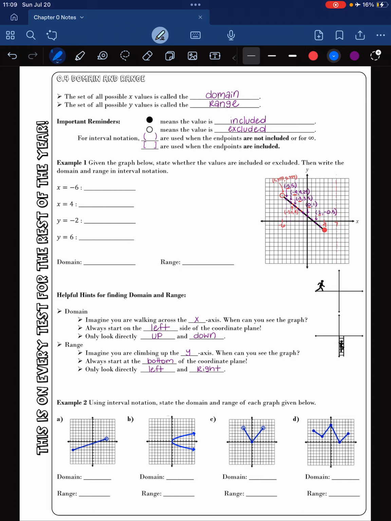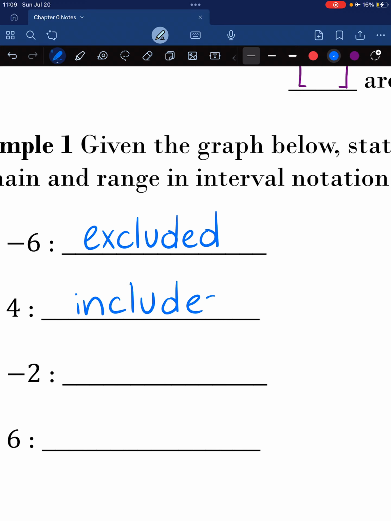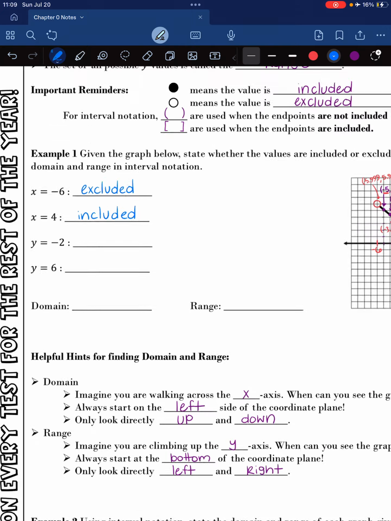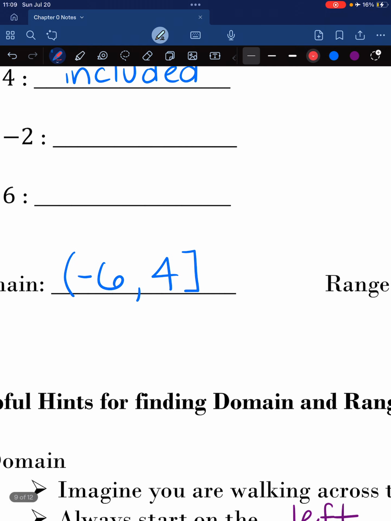Okay, so that helps me answer some of these questions over here on the left. So we need to state whether -6 is included, and x equals -6 is not included. So we can go ahead and say that's excluded. We just talked about that. But 4 had a closed dot, so 4 is included. And so that helps me answer the question of what is the domain. The domain of this graph is going to be, I can pick any number starting from -6 and going up all the way to +4.